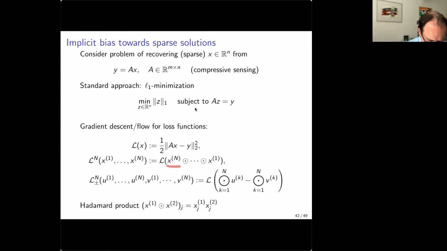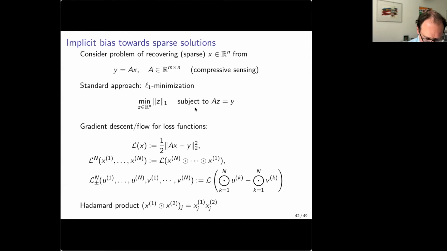And we can do this in this way, but it turns out that if we do it in this way, we can only recover positive entries. And in order to also recover negative entries, we need to basically subtract two of these representations from each other.